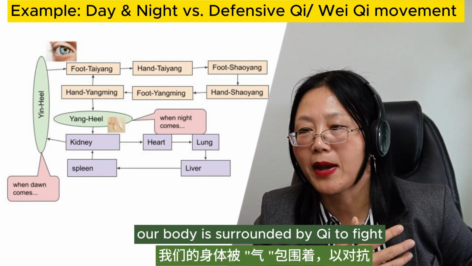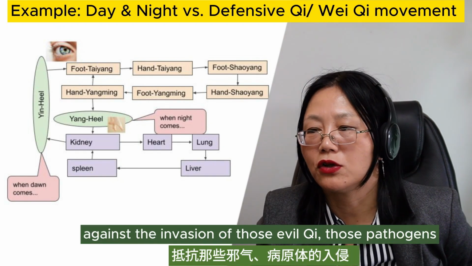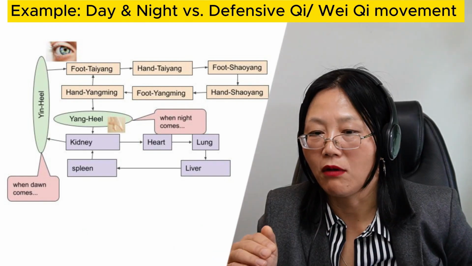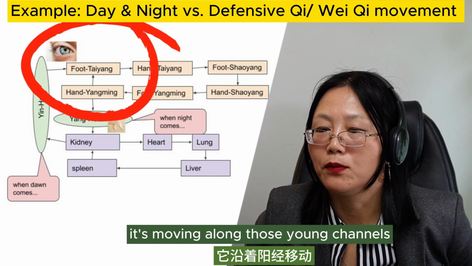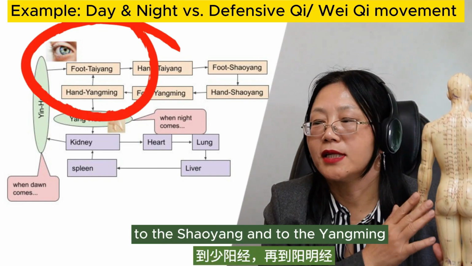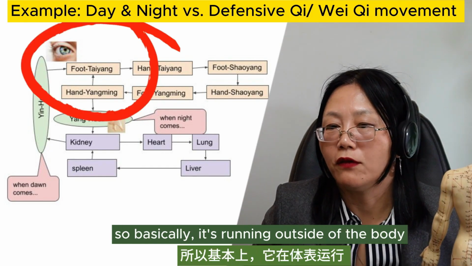Our body is surrounded by qi to fight against the invasion of evil qi, those pathogens. The defensive qi is running around. During the daytime, it moves along the yang channels, from Taiyang to Shaoyang and to Yangming. Basically, it's running outside of the body.